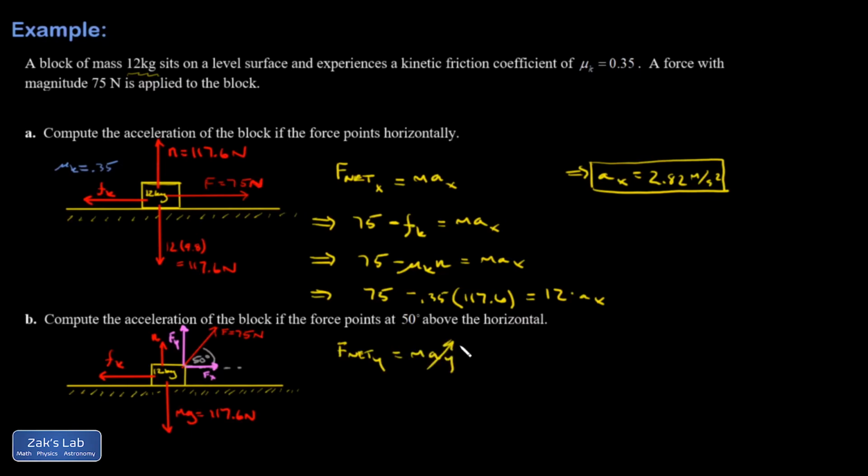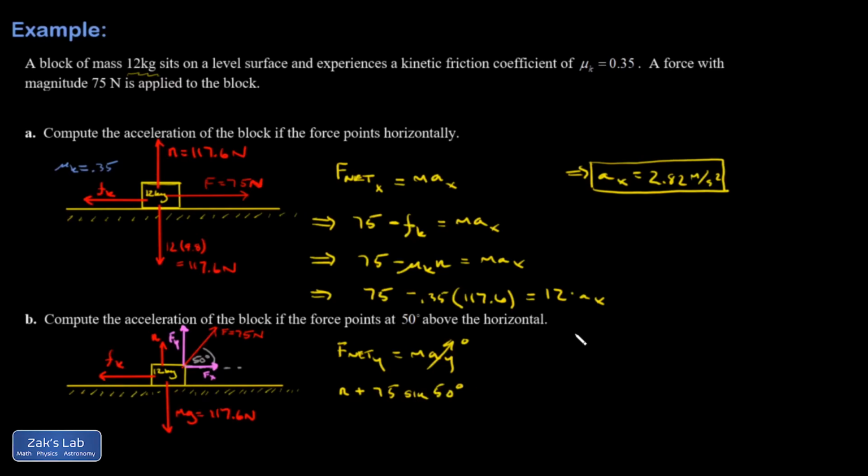Well, there's no acceleration in that direction. Assuming this vertical component is less than 117.6 newtons, the block isn't going to pop off of the floor. And I look at my upward forces, that's N plus Fy. So Fy is going to be 75 sine 50 degrees. That's all the upward stuff. Has to be equal to the downward stuff.